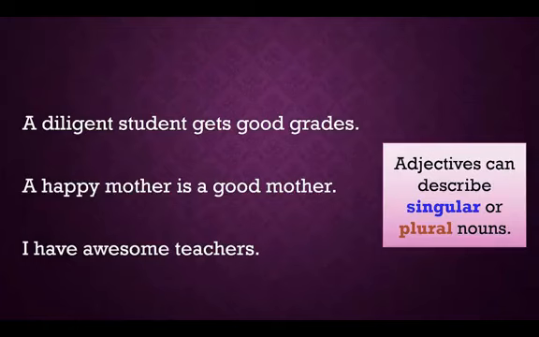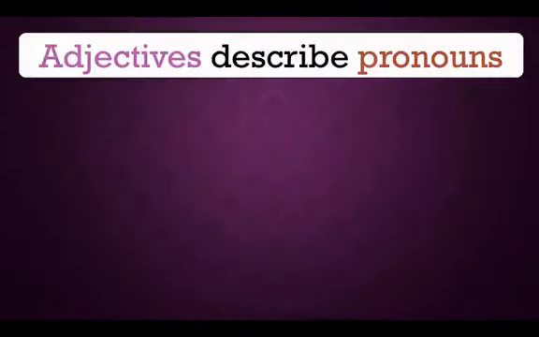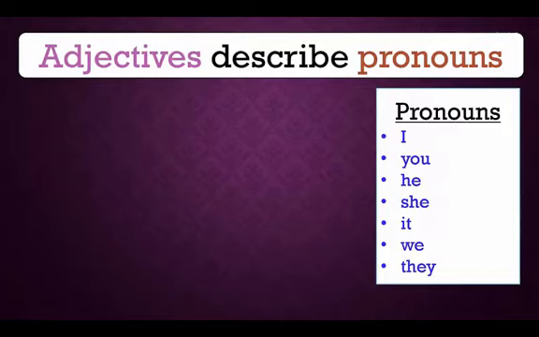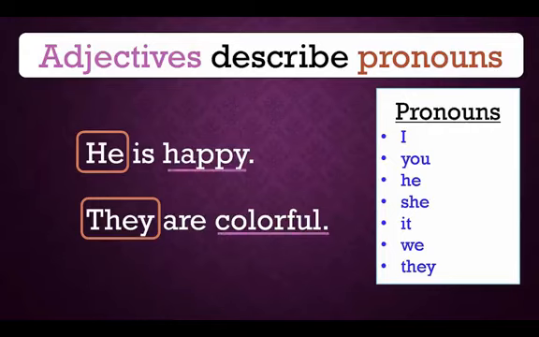Adjectives can describe either singular or plural nouns. Adjectives can also describe pronouns. For example, he is happy, they are colorful. He and they are pronouns. Happy and colorful are adjectives, and they describe the pronouns.